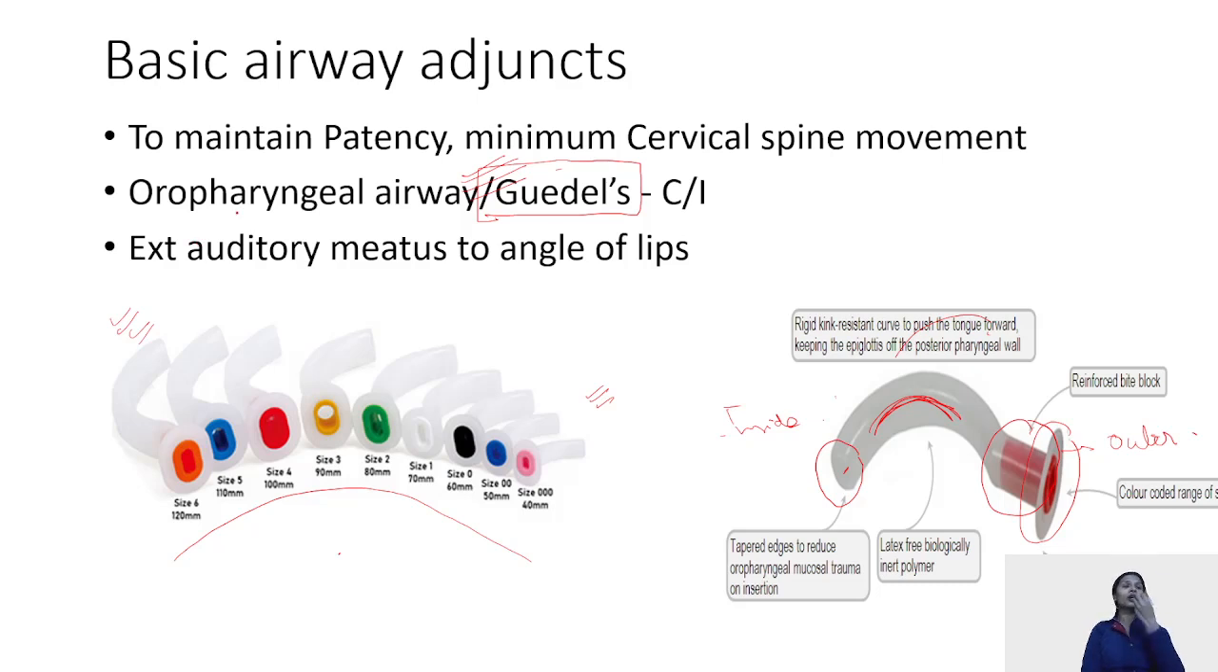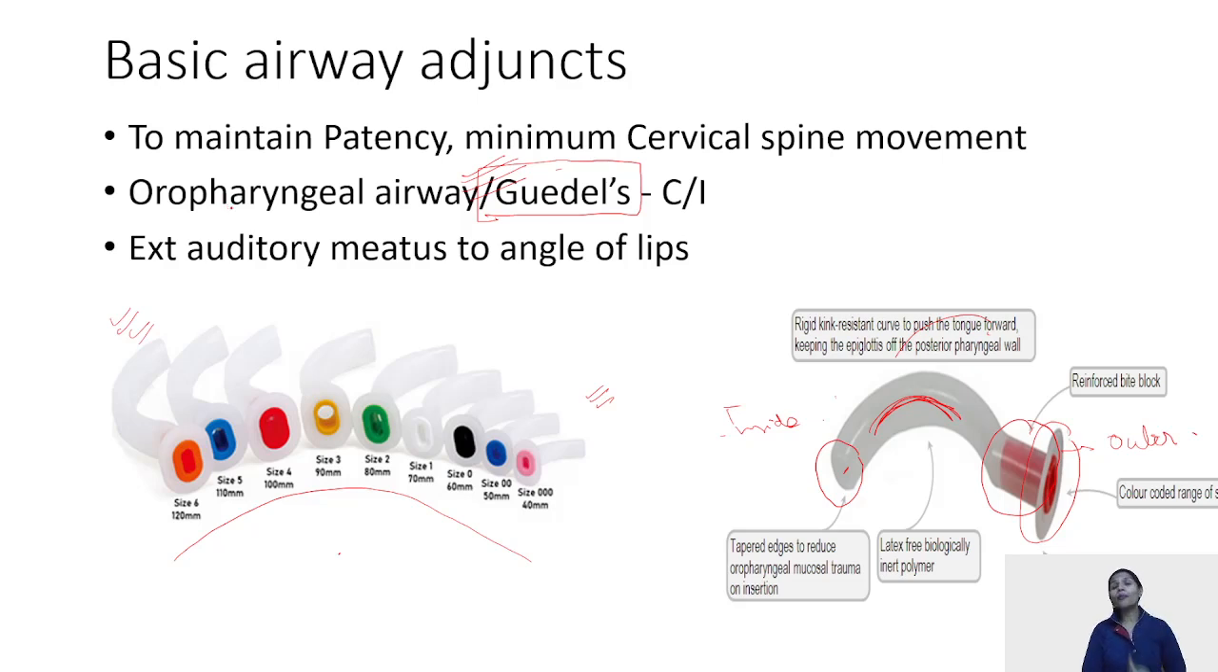When we talk about the contraindications, of course, as common sense says, if there is any oral pathology, for example, the mouth opening is restricted, or there is a mass, there is bleeding, or a lot of secretions are present, in those cases you won't be able to insert this airway inside the mouth. So that forms the contraindications for using the oropharyngeal airway.